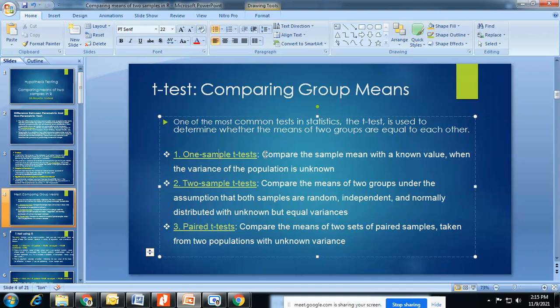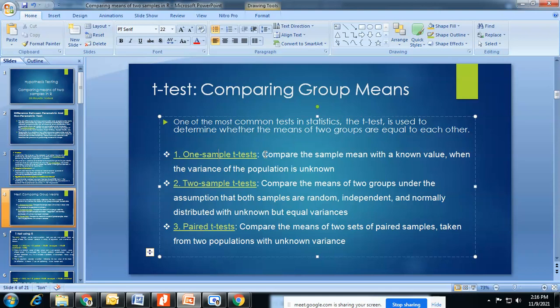Then there is another test called two sample t test. In two sample t test, what happens? It compares the means of two groups under the assumption that both samples are random, both samples are independent, and they are normally distributed with equal variances. There are two samples involved in the study, like x and y, so you have to define two numeric vectors while carrying out this two sample t test.